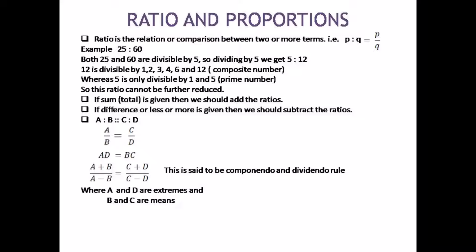A is to B proportion to C is to D, that is A by B equals C by D. Then AD equals BC. A plus B divided by A minus B equals C plus D divided by C minus D. This is said to be componendo and dividendo rule, where A and D are extremes and B and C are means.